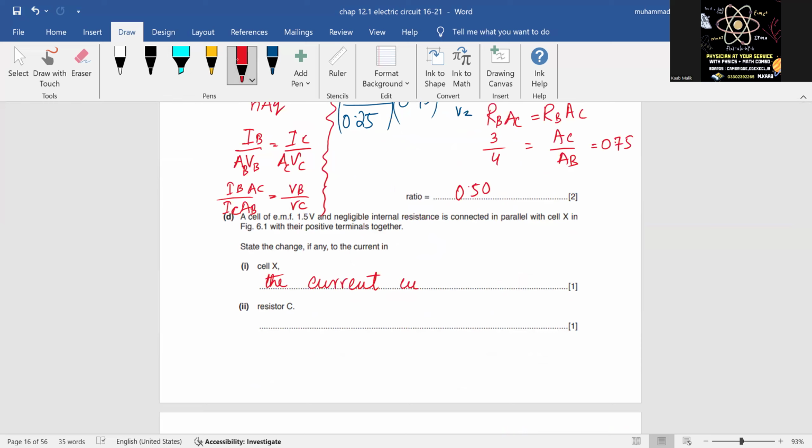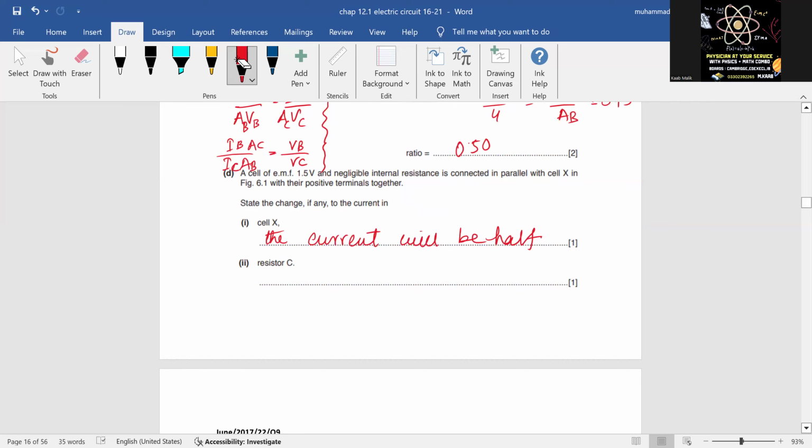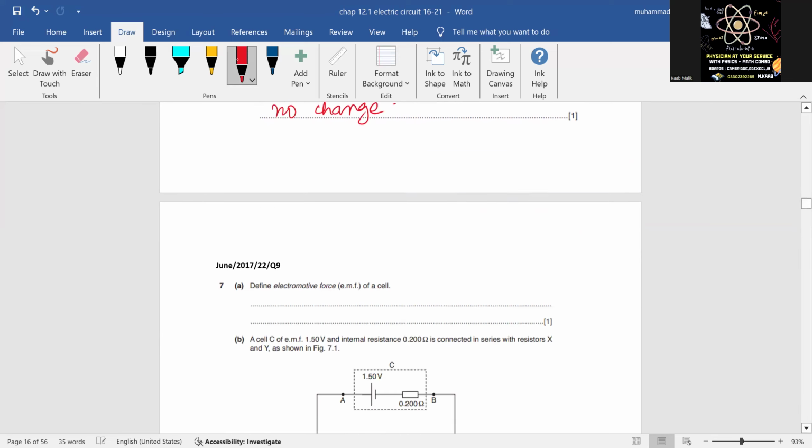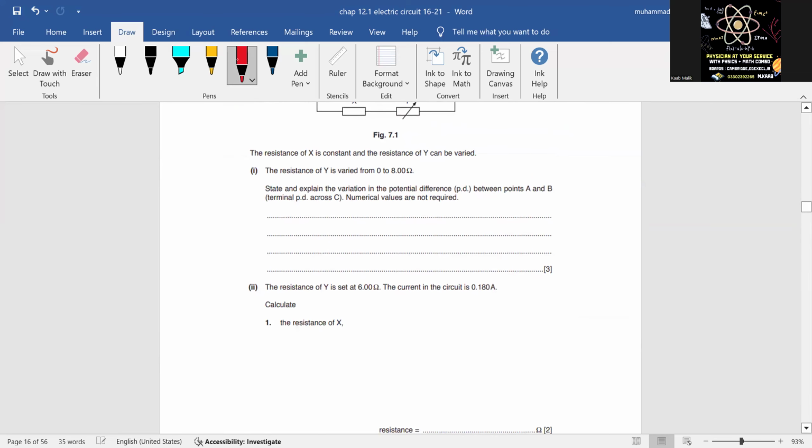The current will be half. And they're saying the resistor C has no effect on this. The cell will not create any effect on the resistor C. Okay, so no change, because they're saying that what will happen inside the circuit — nothing will happen inside the circuit, right? Inside the circuit the current will remain the same. Okay, perfect.